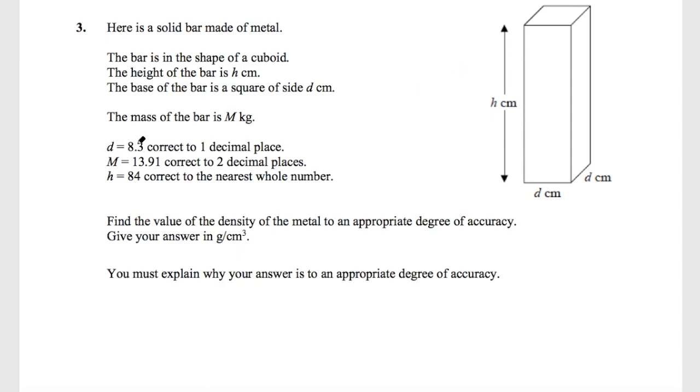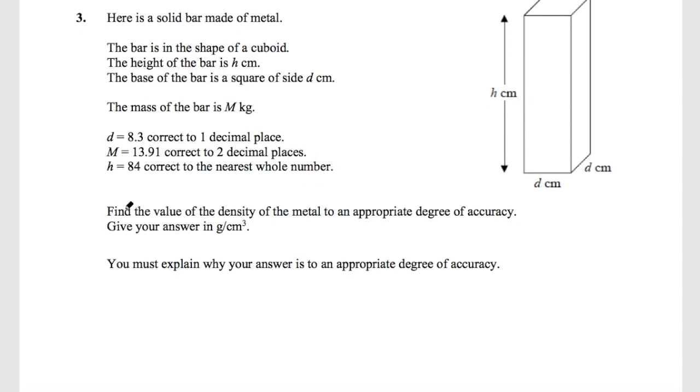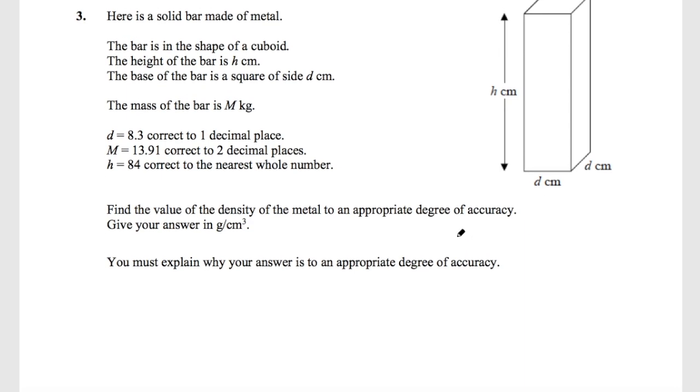So d is 8.3, correct to 1 decimal place. M is 13.91, correct to 2 decimal places. The height is 84, correct to the nearest whole number. And then it's asking us to find the value of the density of the metal to an appropriate degree of accuracy. Give your answer in grams per centimeters cubed. You must explain your answers to an appropriate degree of accuracy.